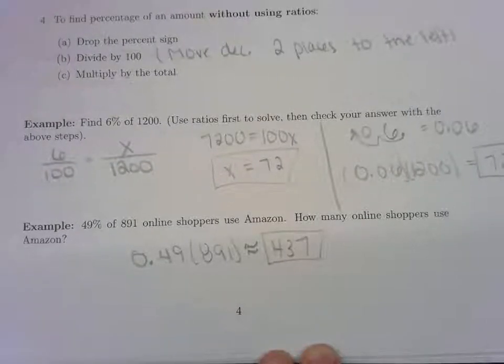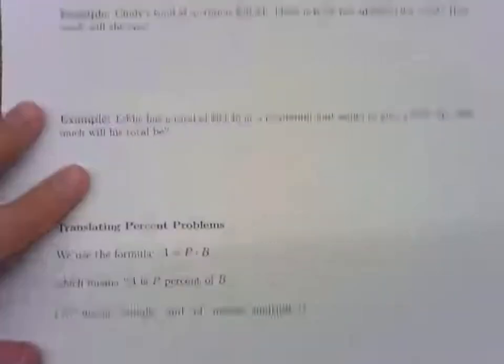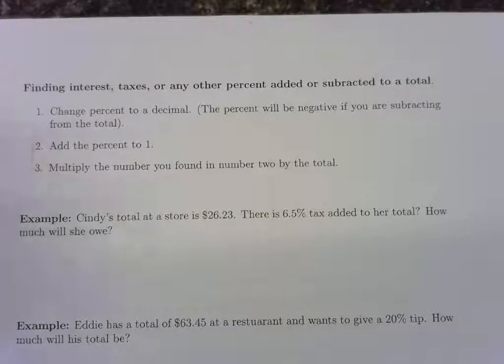On to page 5. We're still working through percents. This is finding interest, taxes, or any other percent added or subtracted to a total. Again, you've probably seen this before. This is going to be a little different than what you've probably seen. If you don't like the way I work through this, just use the way that you have been taught. You're going to get the same correct answer.